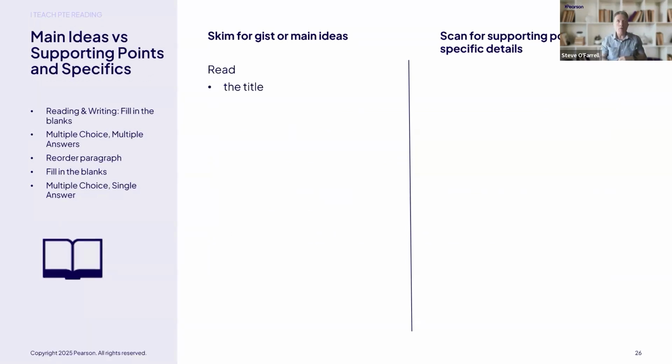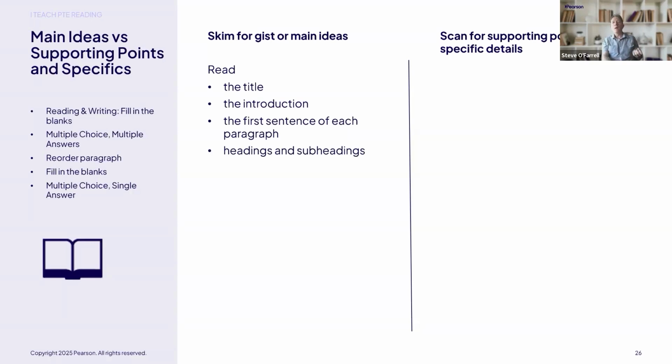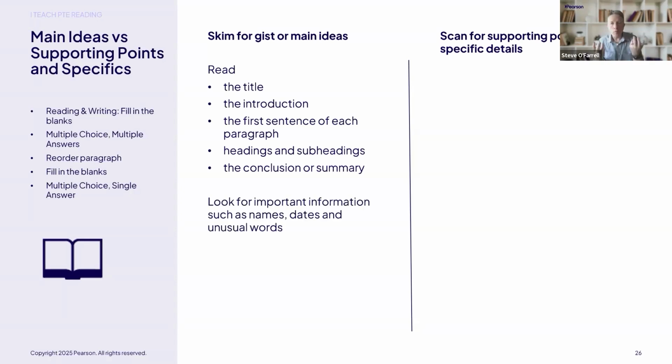Skimming for just their main ideas, you're going to read the title, you're going to read the introduction, the first sentence of each paragraph, any headings or subheadings, the conclusion or summary, and what you're after is important information in here. Names, dates, unusual words, or whatever. The key to this is that you're not reading every word. You're skimming through it fast, looking for those little details that will give you the overall gist of it.